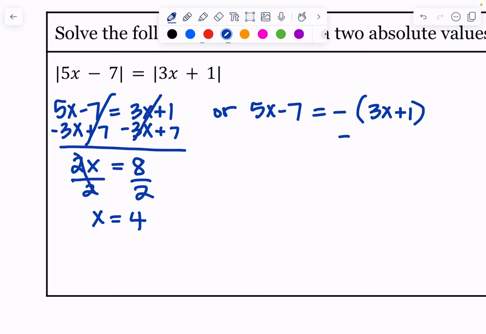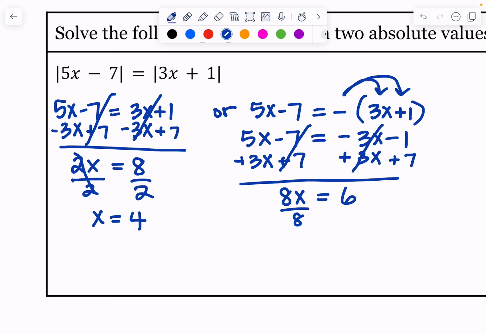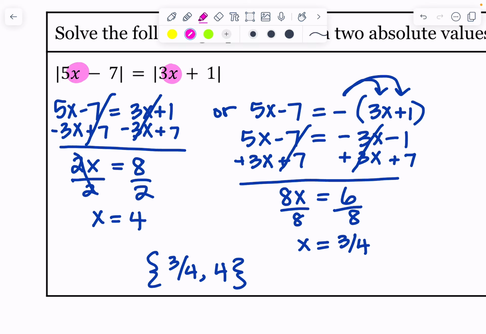For the second problem, I'm going to go ahead and distribute the negative, and I've got negative 3x minus 1 here. I'm going to add 3x. And at the same time, I'm going to add 7. So again, these cancel and these cancel. I've got 8x is equal to positive 6. Divide by 8. And when I reduce that, I get 3/4. So for here, the solution set would be 3/4 and 4. Either one of those is going to work if we plug it in for x here and here.